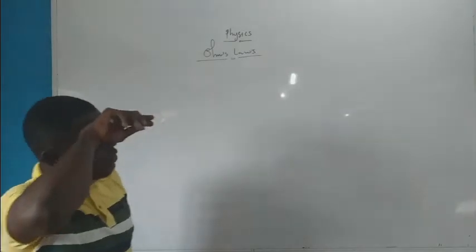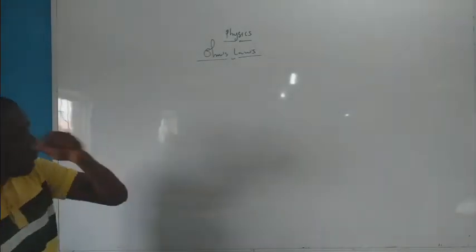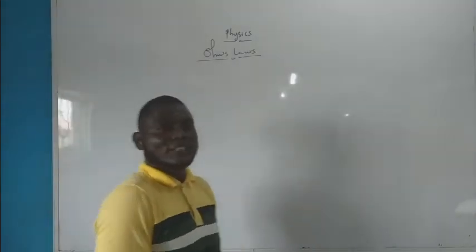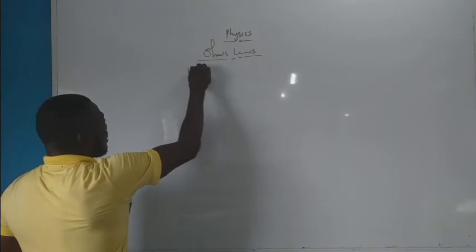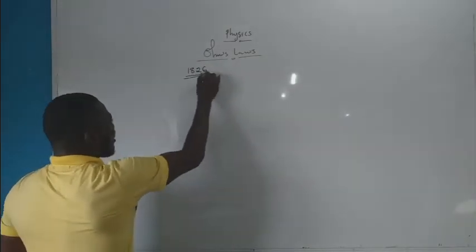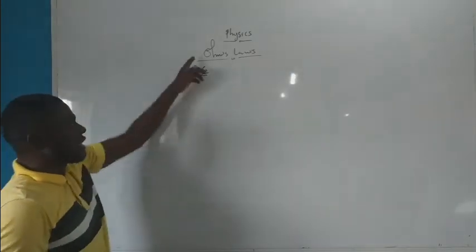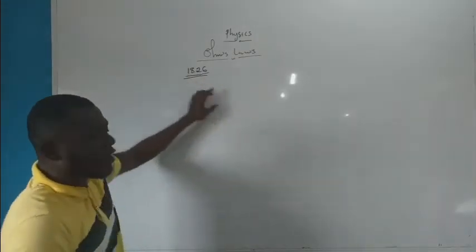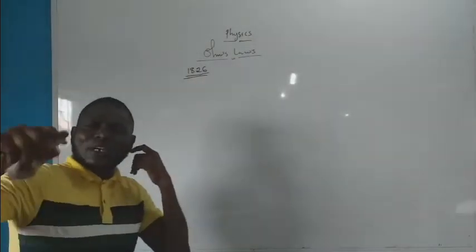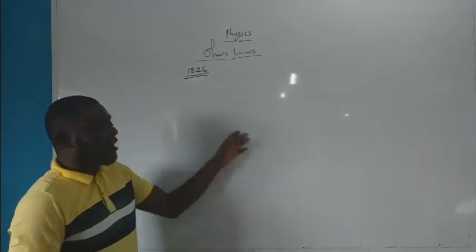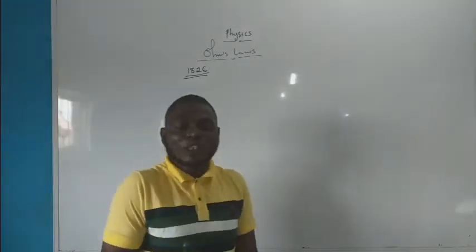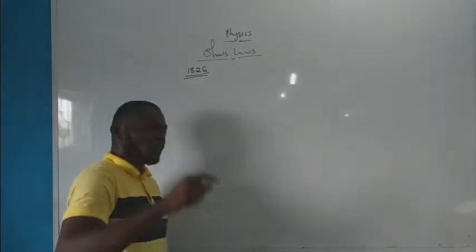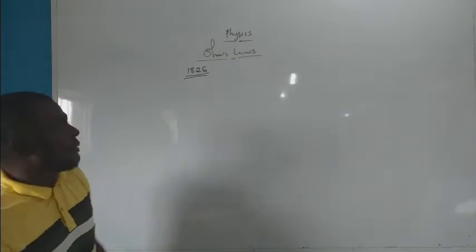What is Ohm's Law? Ohm postulated this law in 1826. Ohm's Law states that the current flowing through a metallic conductor is directly proportional to the applied voltage or potential difference, provided that the temperature and other physical properties of the material remain constant.